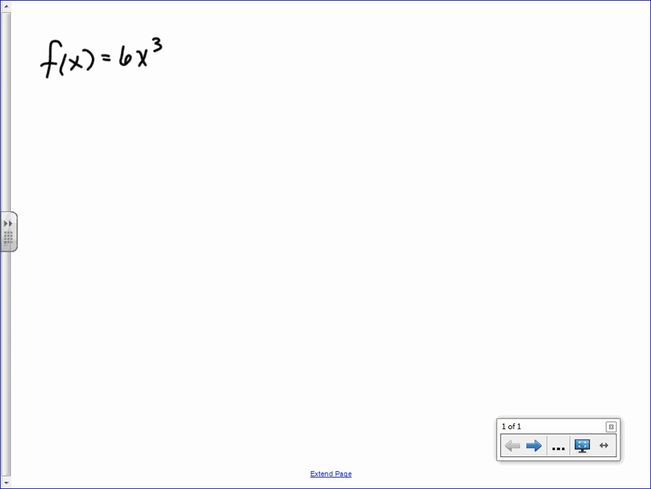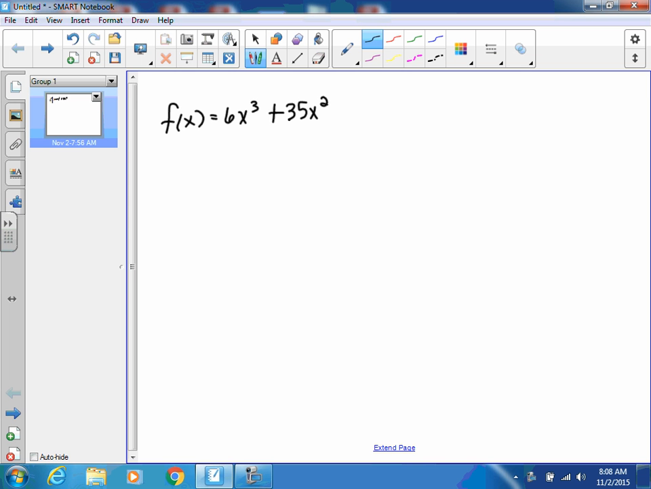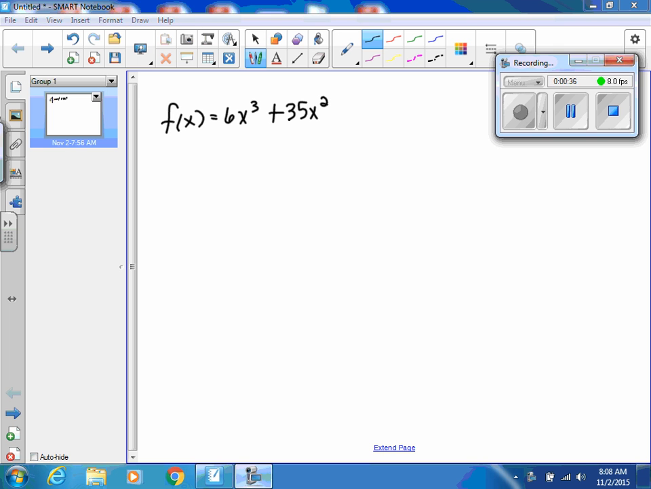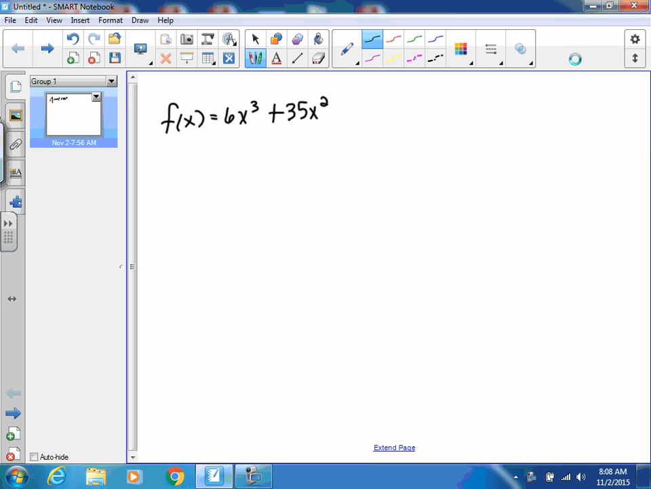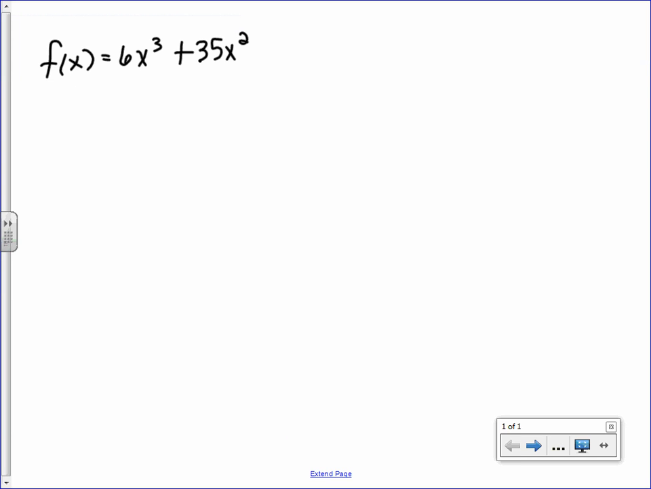6x to the third plus 35x squared minus 52x minus 21. Alright, that's our function. And we want to find all the zeros. We will find all of the roots.